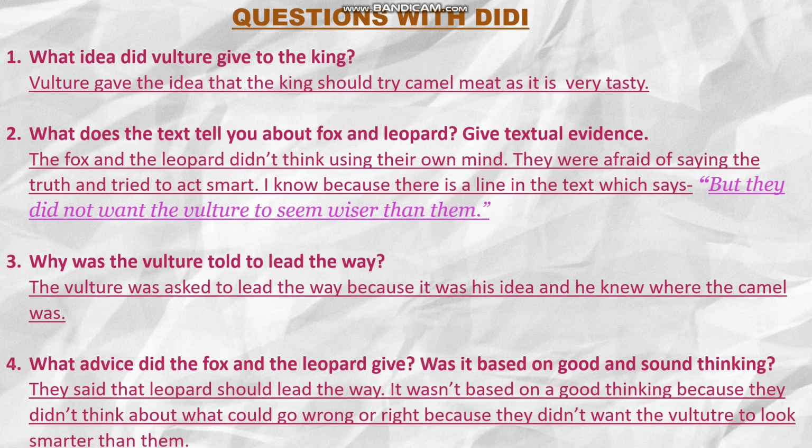They said that leopard should lead the way. It wasn't based on a good thinking because they didn't think about what could go wrong or right because they didn't want the vulture to look smarter than them. So basically, the advice they gave was that yes king we should go and vulture will lead the way. It wasn't based on good thinking. They didn't speak after thinking much. They didn't think about how far the desert is, whether the king would be able to walk or not. It wasn't based on a good thinking. Why didn't they think and consider everything? Because they thought the king would then consider them fools. Okay? They didn't want the vulture to look smarter than them. Great. Let's just pause the video, write these answers.